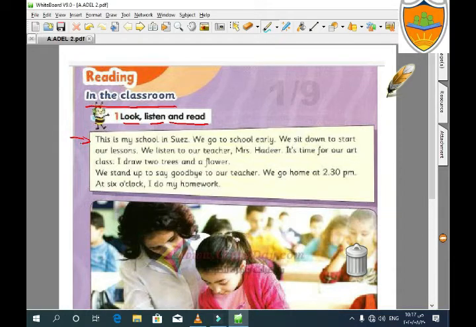This is my school in Suez. We go to school early. We sit down to start our lessons. We listen to our teacher, Mrs. Hadir. It's time for our art class. I draw 2 trees and a flower. We stand up to say goodbye to our teacher. We go home at 2:30 p.m. At 6 o'clock, I do my homework.